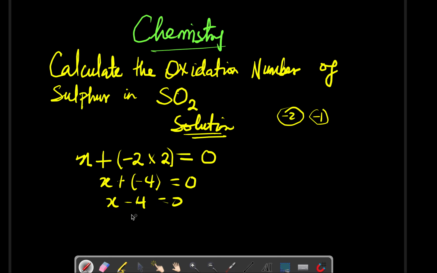Finally, we add 4 to both sides of the equation. Why are we adding 4 to both sides? Because we want to eliminate this one to get X, which stands for sulfur. So you can see that -4 plus 4 will give you 0. Therefore, X will be equal to 0 plus 4, which gives +4. So the oxidation state or oxidation number of sulfur in this particular compound is +4.